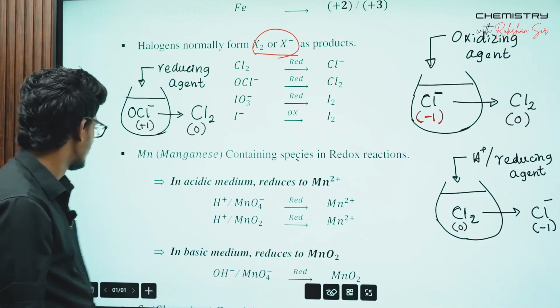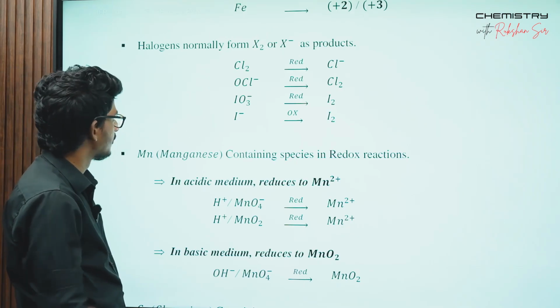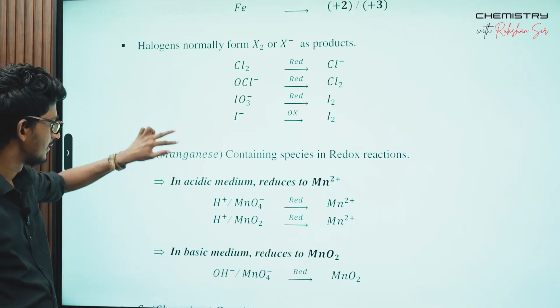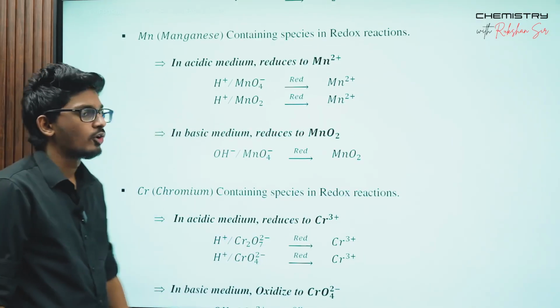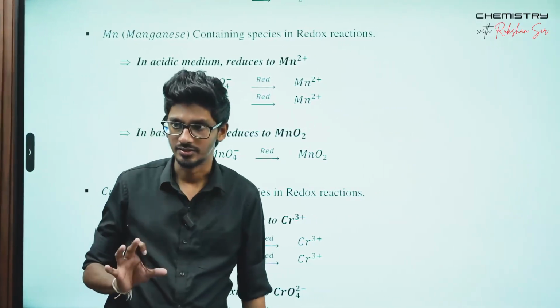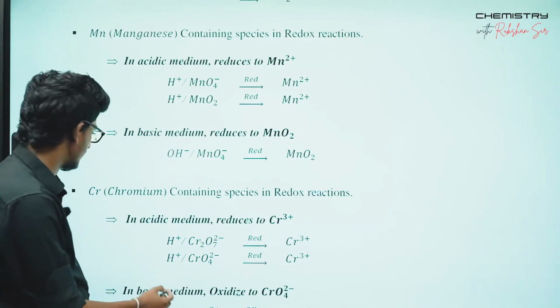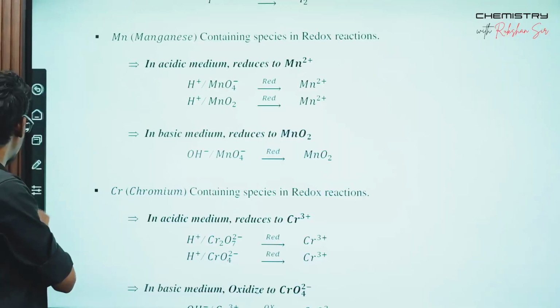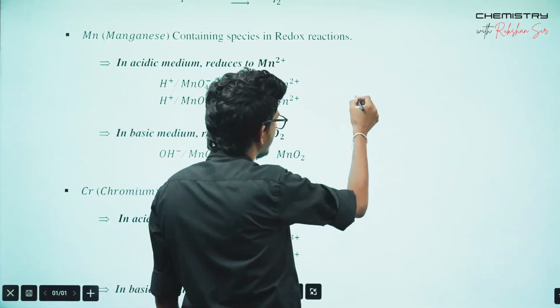Clear? Let's discuss the fourth thing, the manganese containing species. The fourth point is about manganese containing species. Okay, let's consider this example. I'll give you some example right here. It is like this.